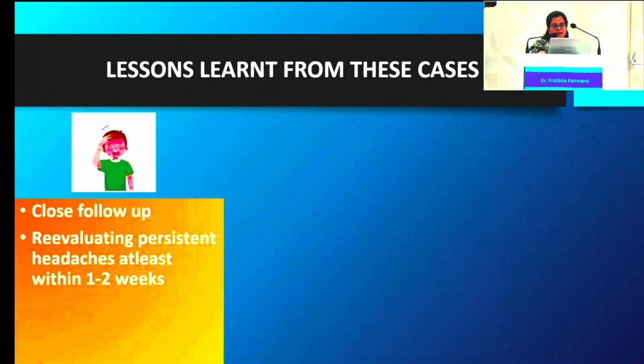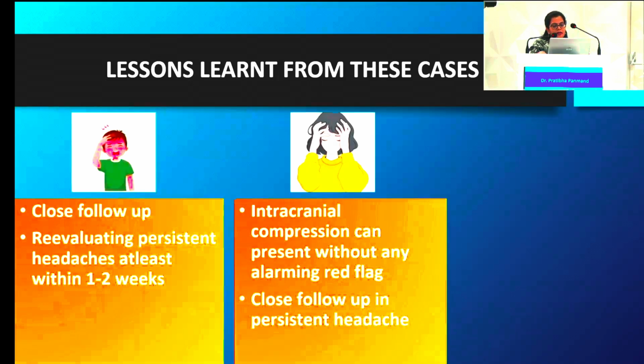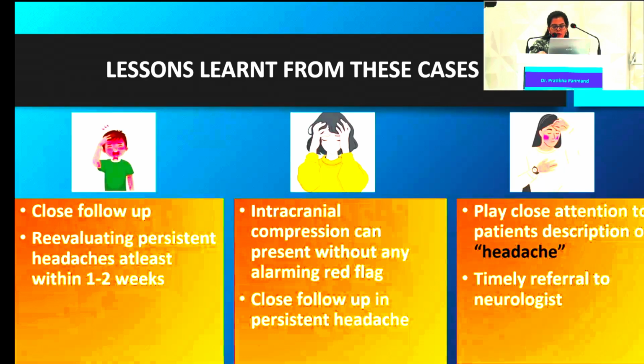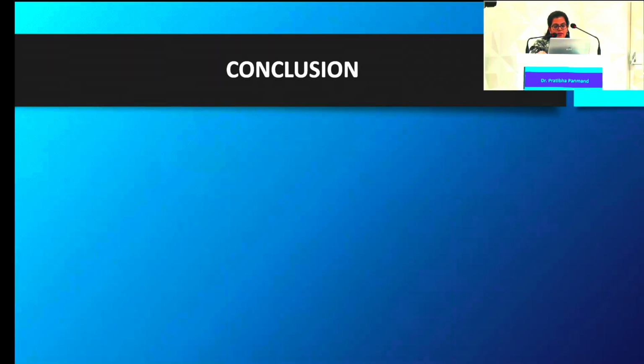So the lessons that we learned from these cases was there is a need for a close follow-up, reevaluate any persistent headache at least within 1 to 2 weeks. Intracranial compression can present without any alarming red flags, so close follow-up is important. Pay close attention to the patient's description of the headache, and timely referral to the neurologist is a must.